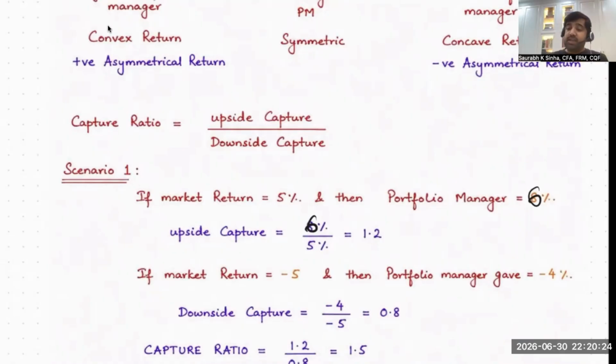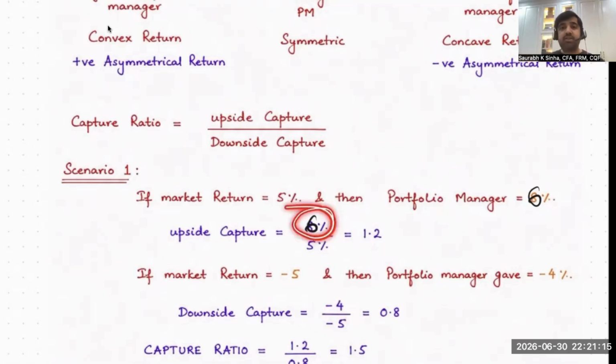The market return is negative 5%, and the portfolio manager has given a lesser return than the market in terms of magnitude, which is a good thing in a bad market, but the return is minus 4%. The market is doing very badly, everything is falling, giving a return of minus 5%. The portfolio manager is also giving a negative return, but less than the market. You want your portfolio manager to safeguard your investment in the bad times. So how much is he capturing in the downside movement of the market? This is the downside capture: this is the portfolio manager return and this is the market return. So minus 4 upon minus 5 is 0.8.